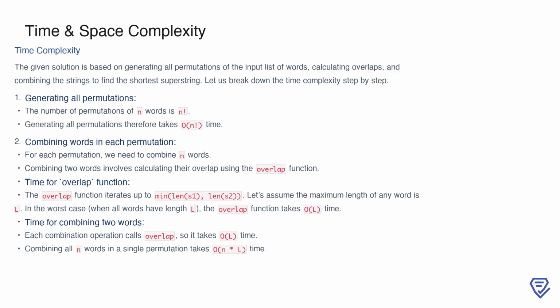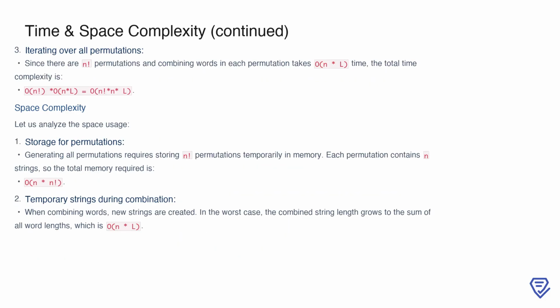Combining two words, therefore, also takes O(L) time. Since there are n words to combine in each permutation, the total time for combining words in one permutation becomes n*L. Now, since there are n factorial permutations, and combining words in one permutation takes n*L time, the overall time complexity for iterating over all permutations is O(n factorial * n * L).